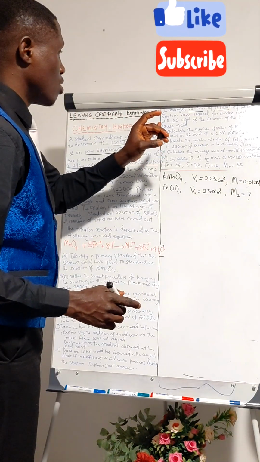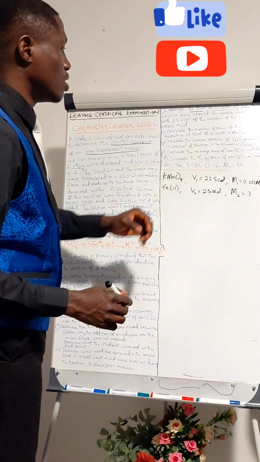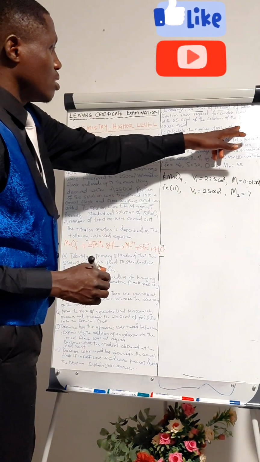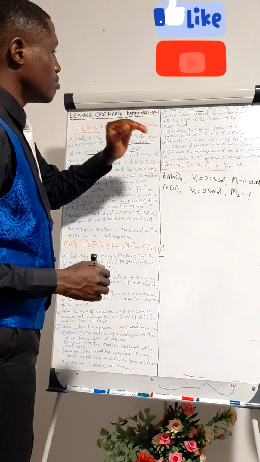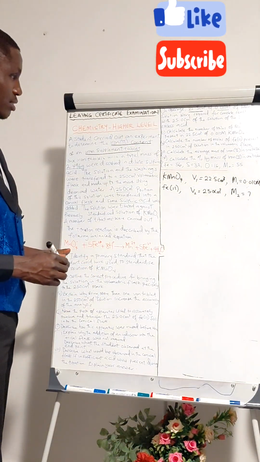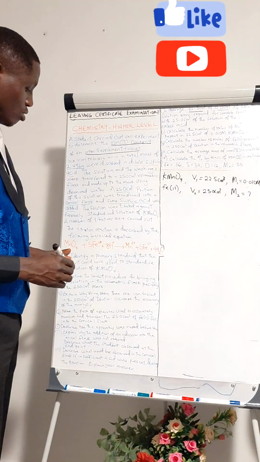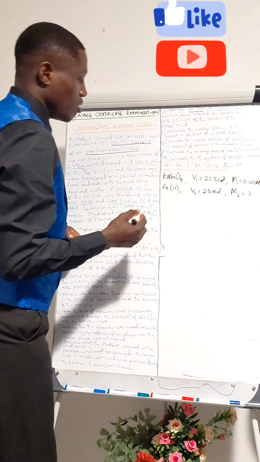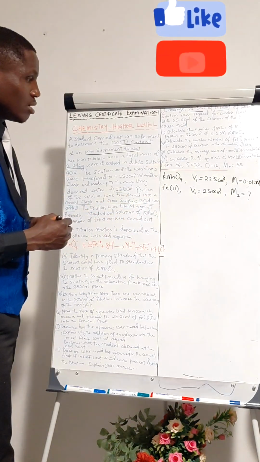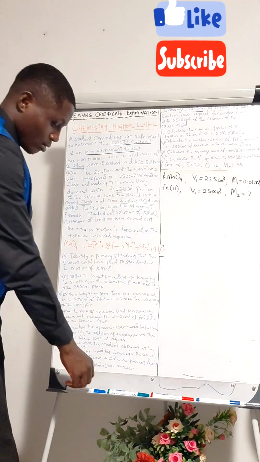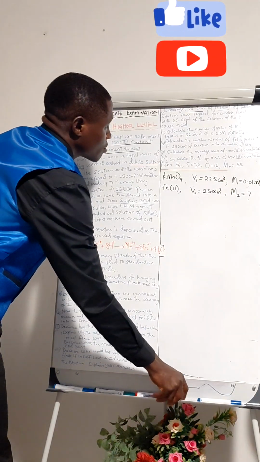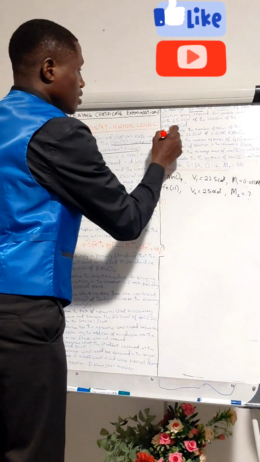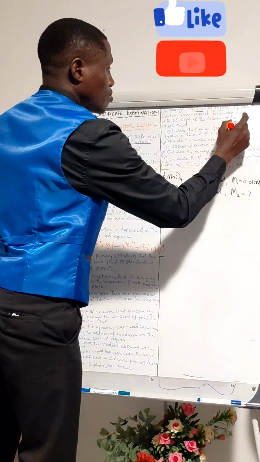So now the question says calculate the number of moles of Mn7+ ions. You are asked to calculate the number of moles of manganese 7 ion. That one is easy to calculate. Now we are talking about figure 1. We are asked to calculate the number of moles of manganese 7 ions.